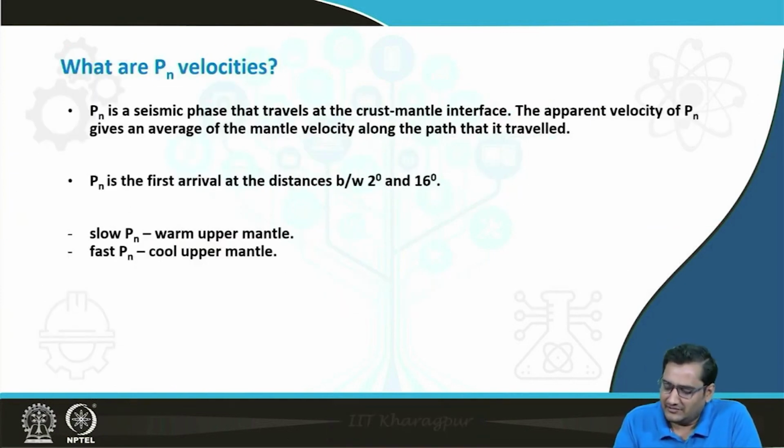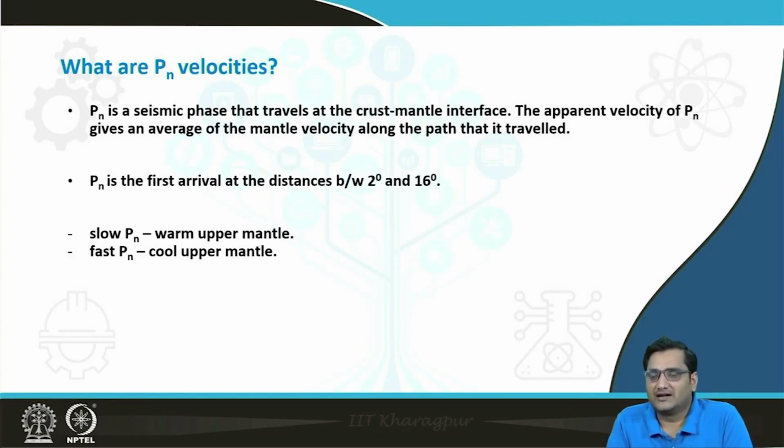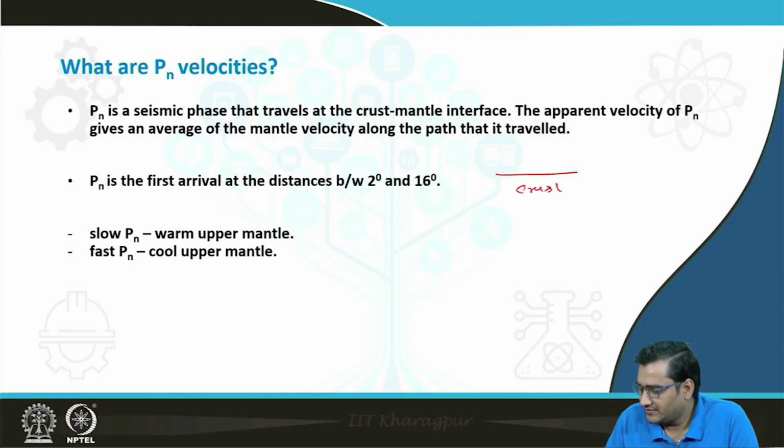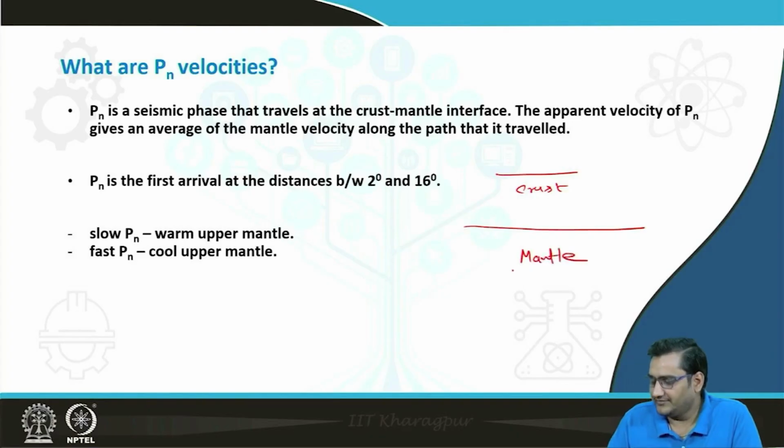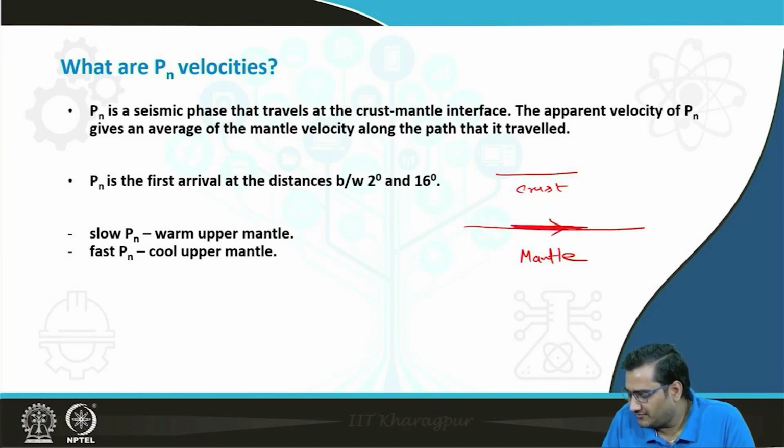Now, the question comes: what are Pn velocities? Pn velocity is a seismic phase that travels at the crust-mantle interface. The apparent velocity of Pn gives an average of the mantle velocity along the path that it traveled. So let's suppose this is your surface and there you have a crust, and then there is an interface below which you have a mantle. The Pn wave basically travels at this interface, between crust and mantle along the boundary, and when it travels along this boundary, these P waves are known as Pn waves, or P head waves.